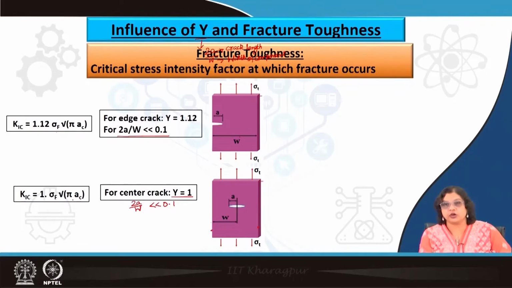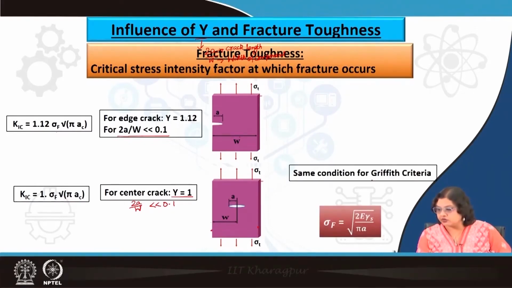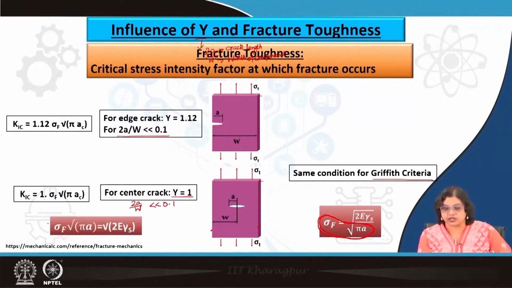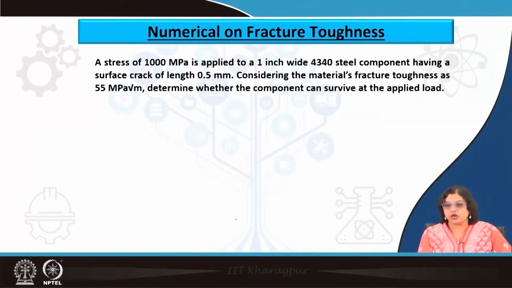So, this is nothing but what we have seen for the case of the Griffith criterion. This is exactly what we have seen for the Griffith criterion. So, K is nothing but this parameter, sigma f root over pi a, and that is a material property. That is what Griffith determined, which is valid only if we have a center, through-thickness crack and the total crack length is much smaller compared to the width of the component. Okay. So, based on this understanding, let us solve a problem so that the concept gets clearer.